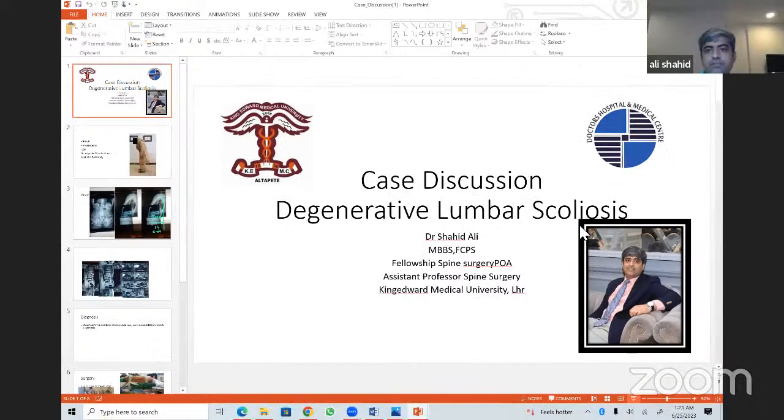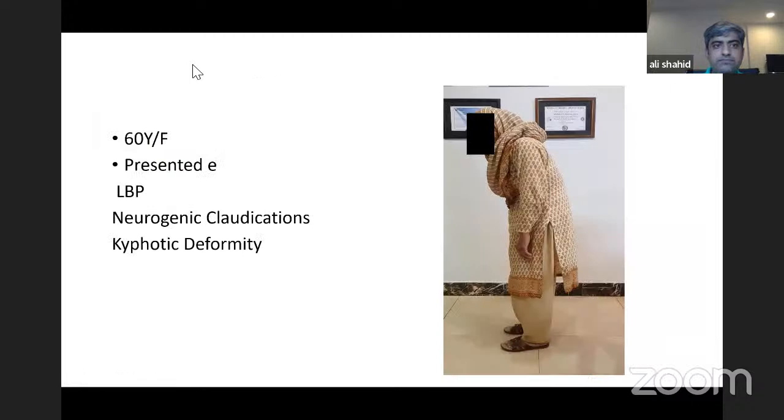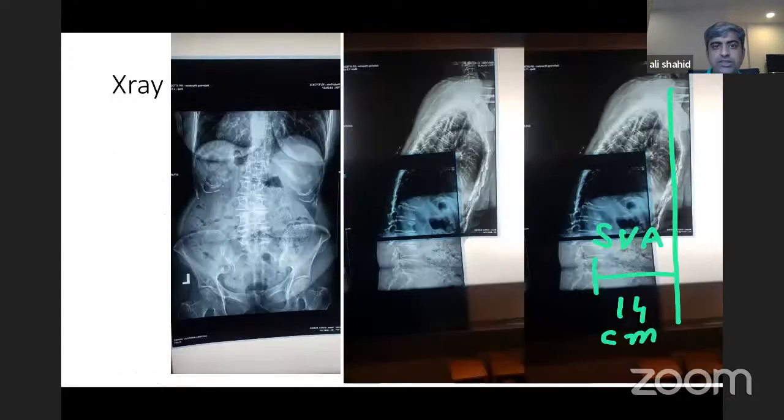So I'm going to present a case for discussion. I kept a very simple case to discuss. Keeping in view the format, case discussion regarding degenerative lumbar scoliosis. This is the patient, a 6-year-old female, presented with predominantly low back pain, claudication, and kyphotic deformity, which you can see in the picture of the patient. This is a standing posture of the patient.